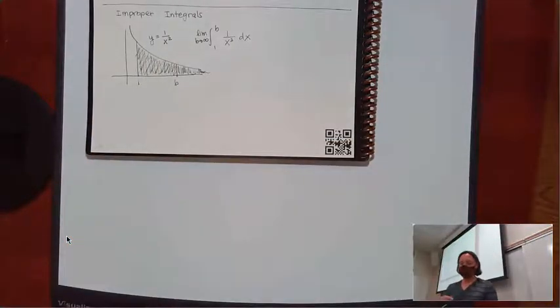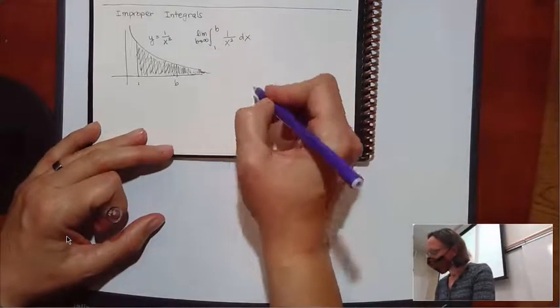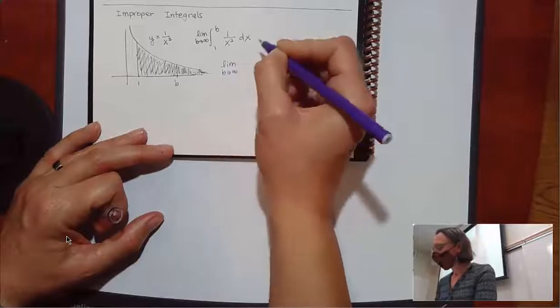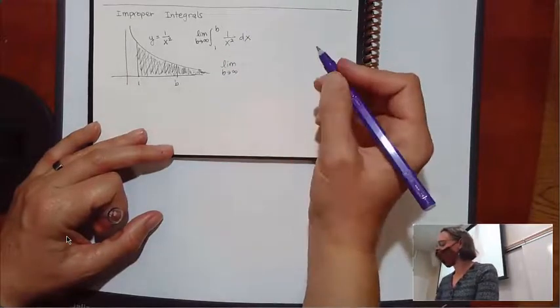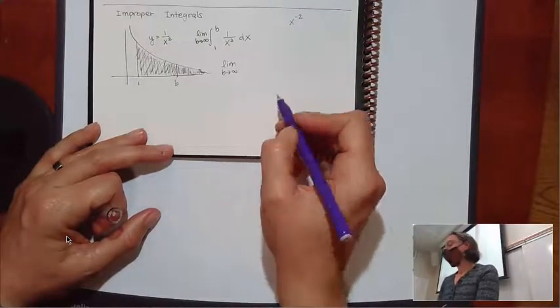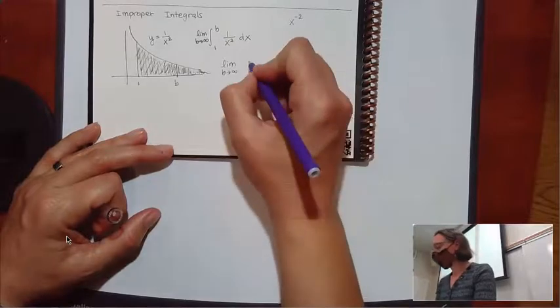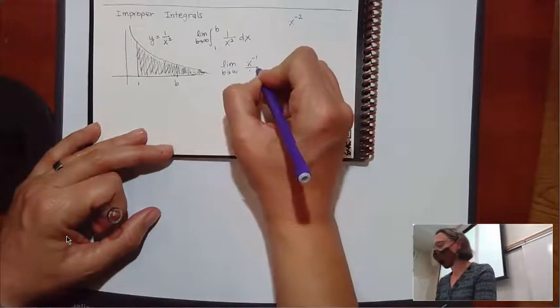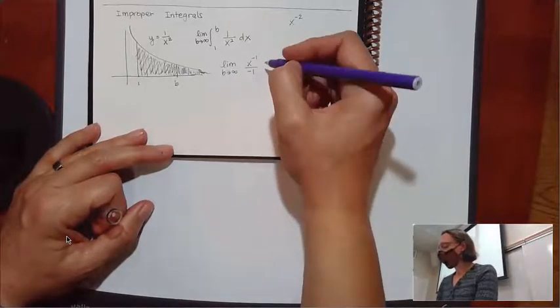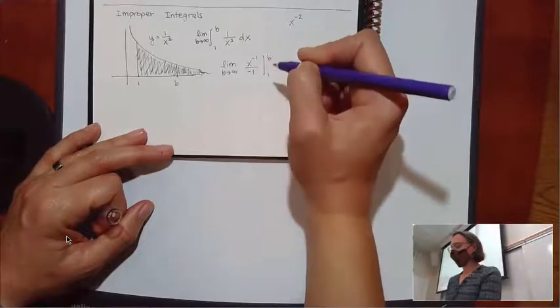Next 2 steps are the same as they are with any definite integral. We find that antiderivative, we plug in the endpoints. So if I find that antiderivative, I'm really going to think about 1 over x squared as saying x to the negative 2. So I would add 1 to the exponent to get x to the negative 1, and then divide by the new exponent. So there's my antiderivative piece. And then we're evaluating that from 1 to b.